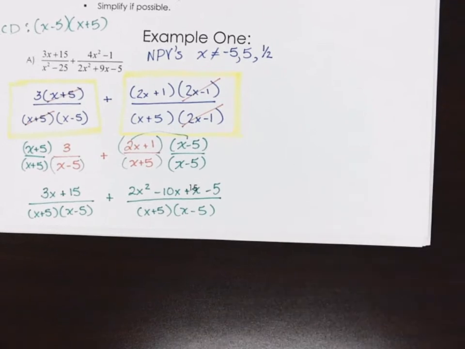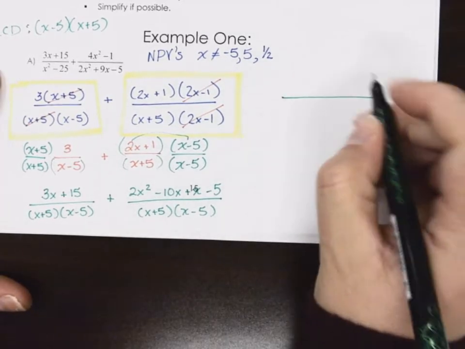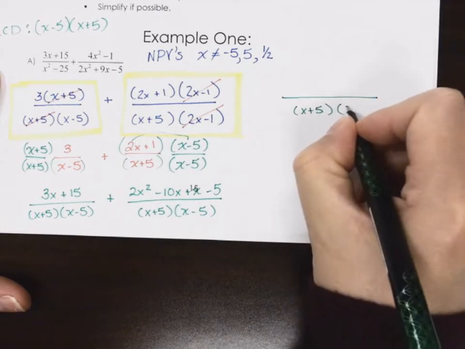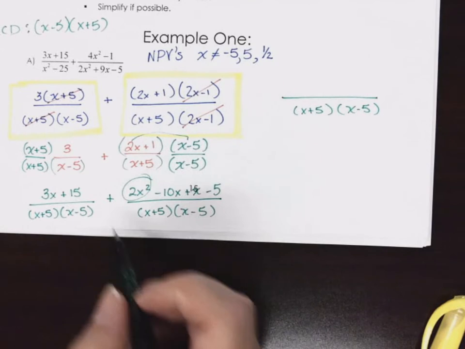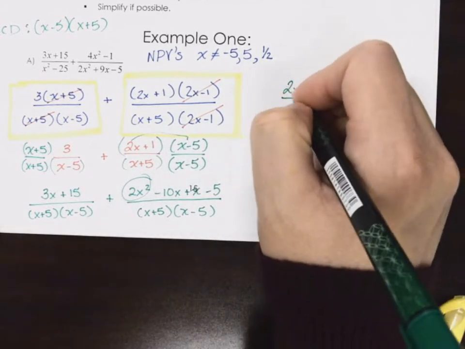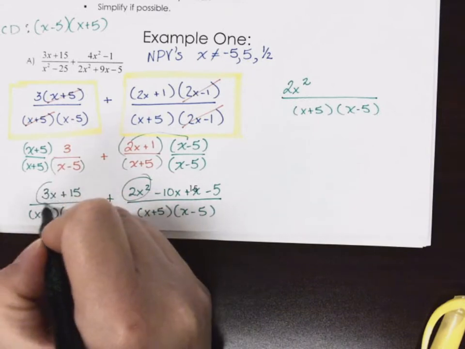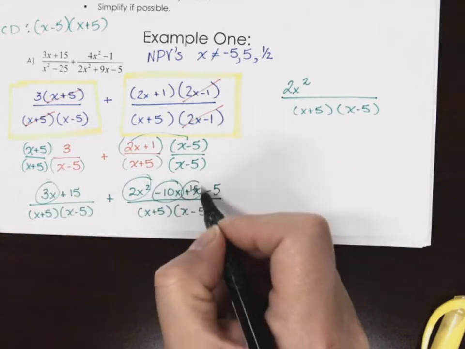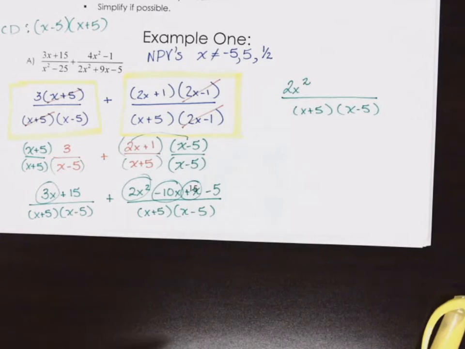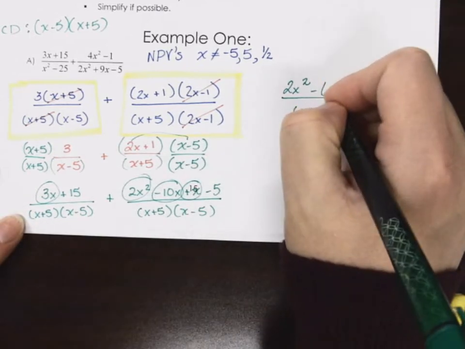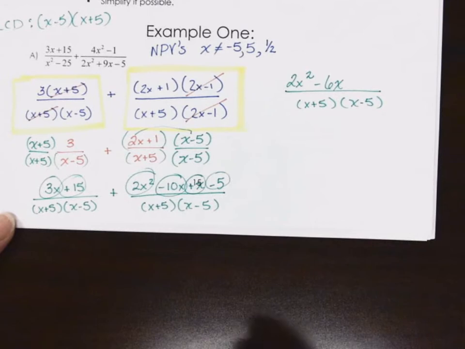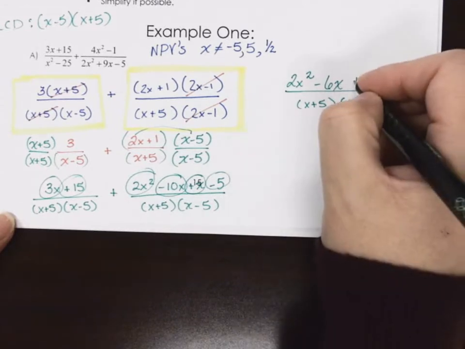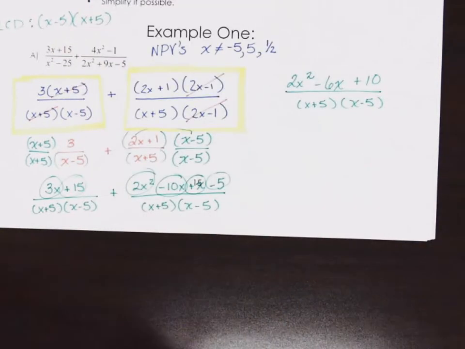Okay, so when we're adding and subtracting fractions, we keep the denominator. So I'm keeping my x plus 5, x minus 5, and I'm going to add together like terms on the top. So I only have this for x squared, and it's a plus, so I'm going to have 2x squared. I have 3x minus 10x plus x. What's that? -6x. And then I have 15 minus 5. +10.